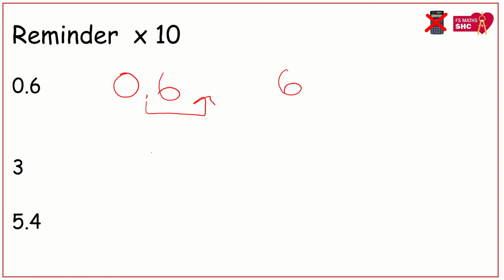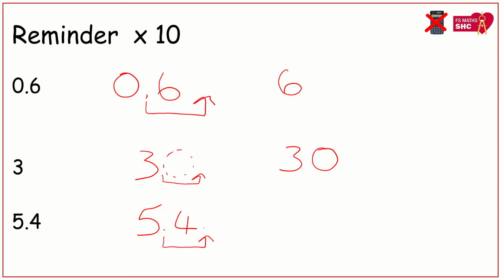Let's take a look at 3. There's no decimal point here, but we're going to have to imagine that there is one place value to the right, but it's not the number that moves, it is the imaginary decimal point, which means you actually end up with a 0 there. So we get 30. And the last one here, 5.4. We do have a decimal point this time. That decimal point moves to the other side, so we end up with 54.